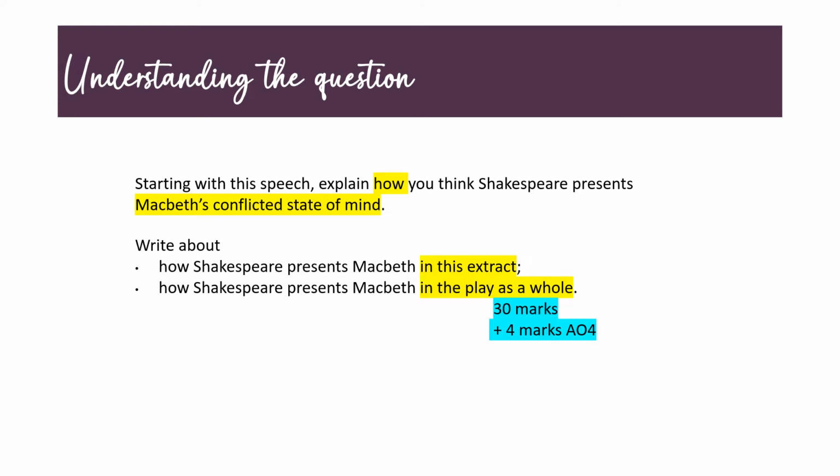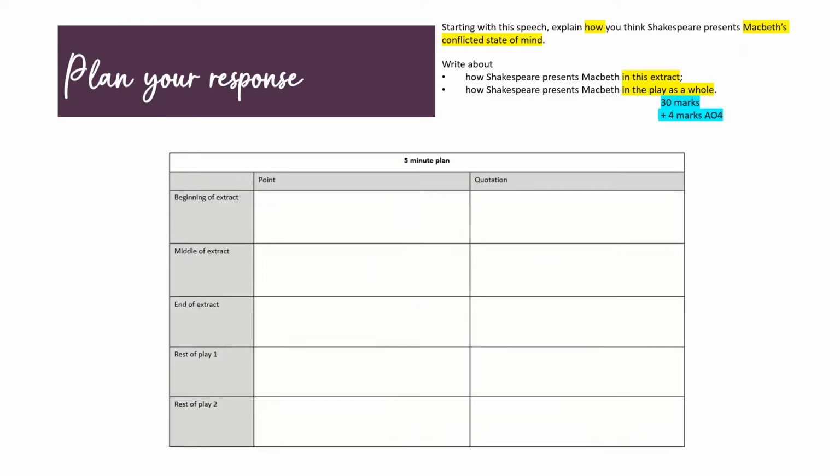Then we know that we're focusing on the character of Macbeth, we're focusing on the fact that his mind is conflicted, and that means kind of broken into different sections. Part of his mind wants to do one thing, part of it wants to do something else. Then the question reminds you to write about both the extract and the whole play, and it's really important that you do both of those things in order to get those marks.